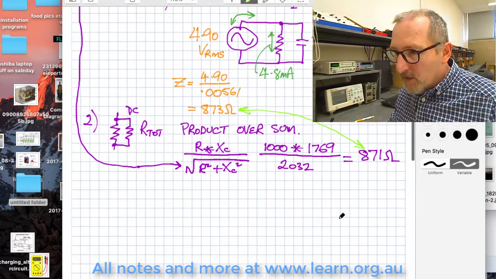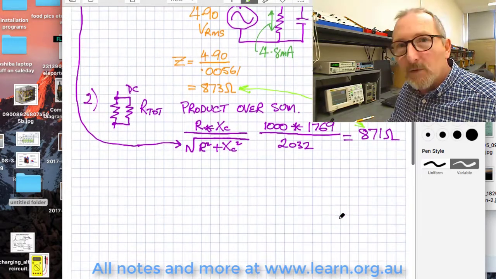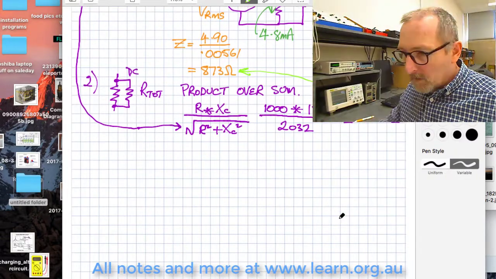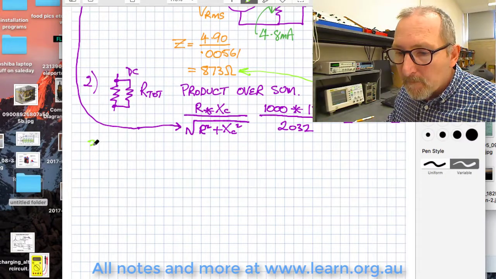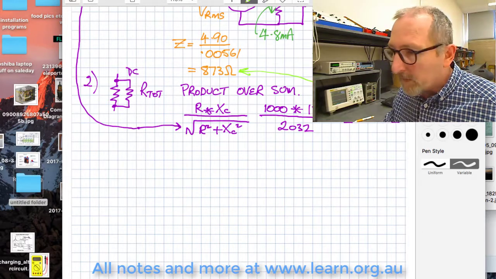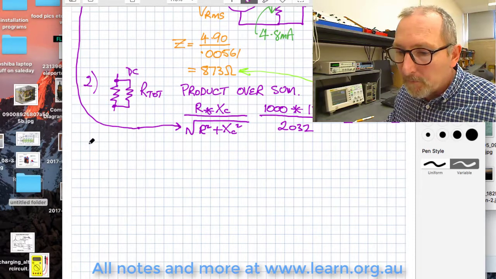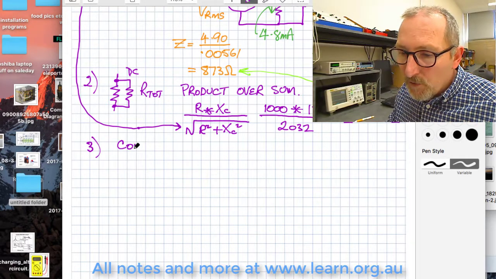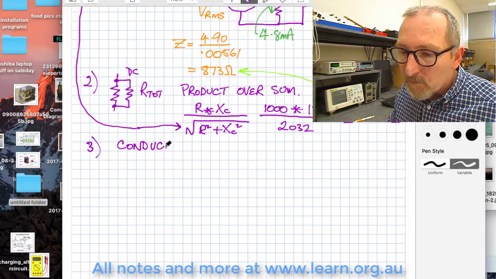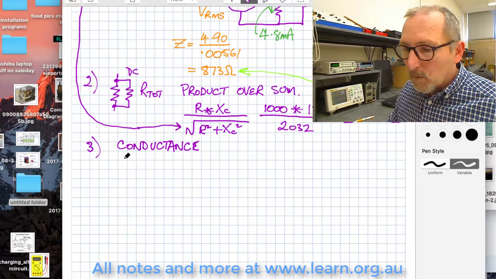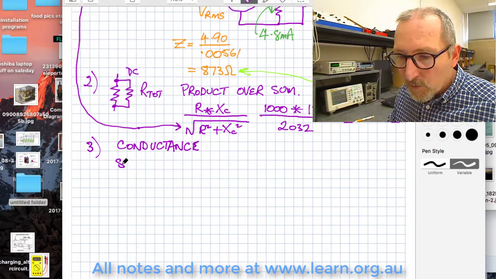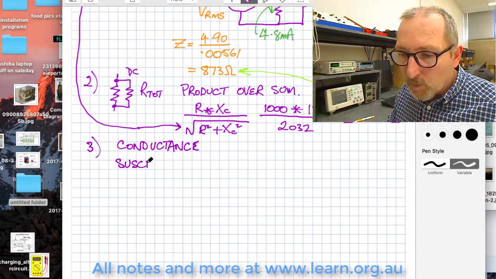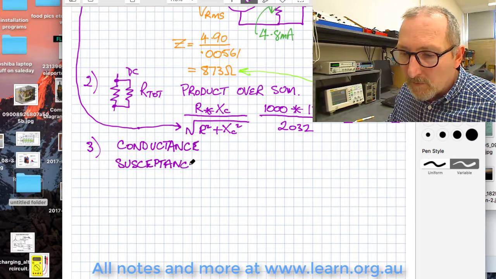The third method, and I'm running out of time a little bit here, I'm going to have students coming back from lunch in a minute. Method number 3, we don't want that colour, we want this colour. Method number 3, we've learned about this thing called conductance. We haven't learned what this is, but we will. Susceptance.